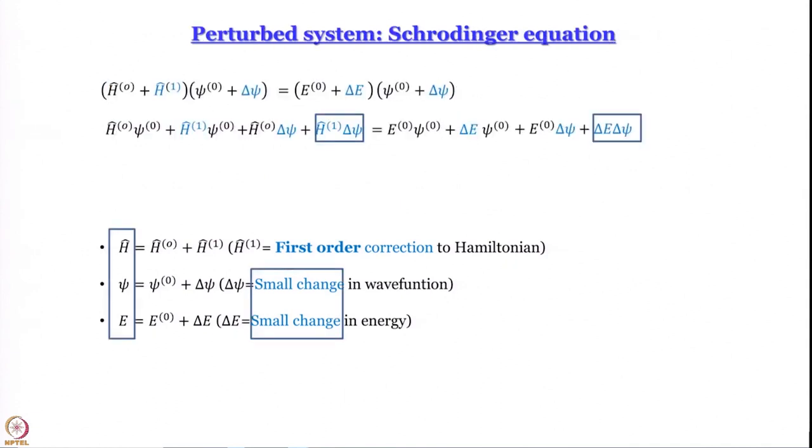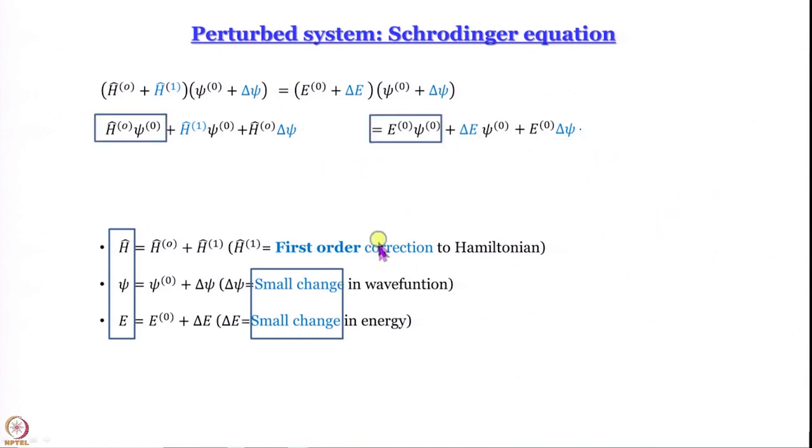All right. Then what we did is we set up Schrodinger equation in terms of h hat, psi and E, this is what it is. And since delta psi and delta E are small changes, we figured that h 1 hat, the first order correction to Hamiltonian operating on delta psi, and delta E multiplied by delta psi, remember h 1 is an operator, so it is operating on delta psi. These two are products of small quantities, so they are 0.